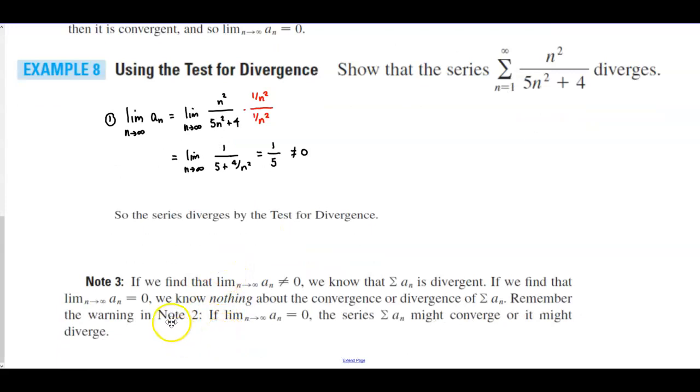Now note 3: if we find that the limit of a subscript n does not equal 0, then we know that the sum of that series is divergent. If we find that the limit is equal to 0, then we know nothing about the convergence or divergence of that series. Remember the warning in note 2. If the limit of a subscript n is equal to 0, the series might converge or it might diverge.